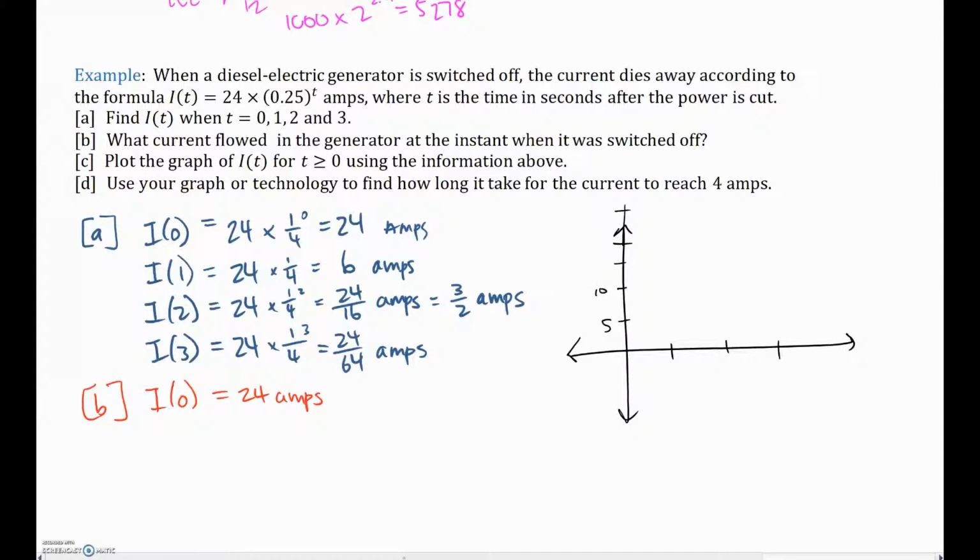Right? And so if I want to go ahead and try this now, I will say the first one was at 24. So 5, 10, 15, 20, 24 was right there. I'm going to use an X this time. And then at 1 second, it was down to 6 already. And then down at 2 seconds, it was down at 1.5. And then it was really tiny down here at 3 seconds.